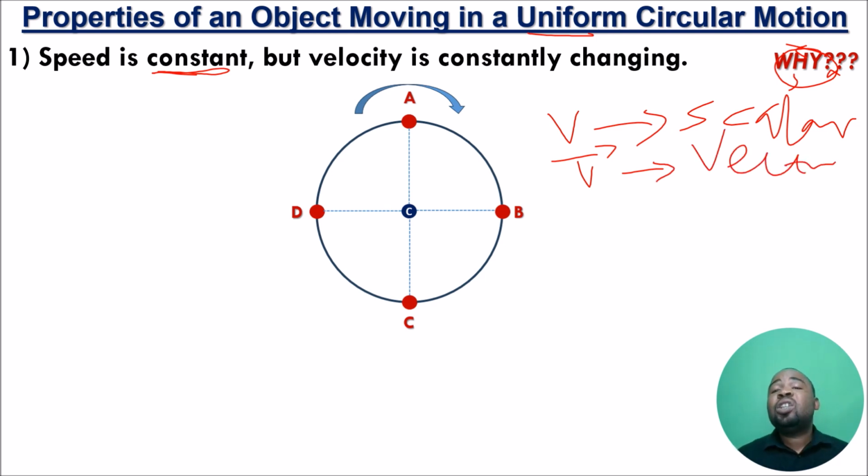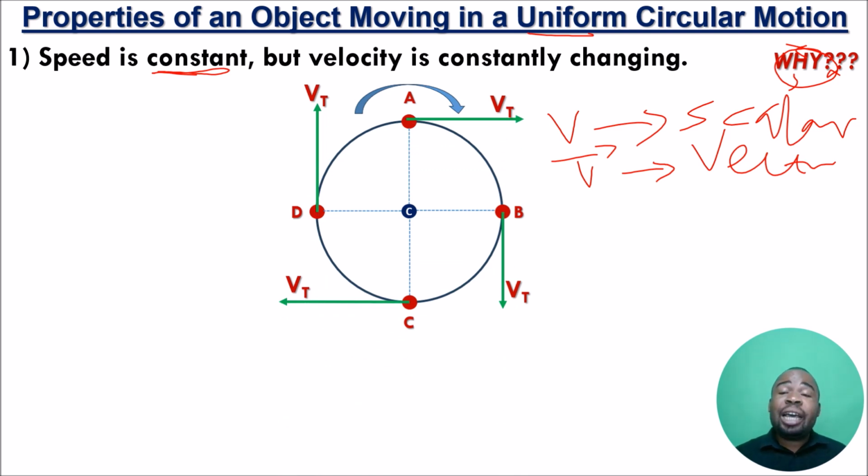So speed is not affected by direction, but velocity is affected by direction. Because when you are dealing with vectors, you are dealing with something that is described by two things: magnitude, which is size, and direction. So when you take a look at the nature of the path being circular, the direction of tangential velocity at A is different compared to the direction of tangential velocity at B, which is different with respect to C and different with respect to D.